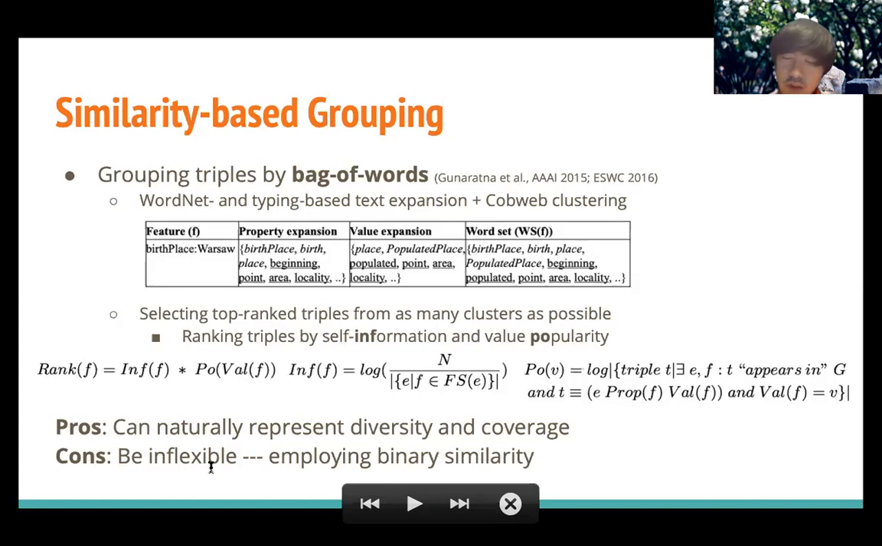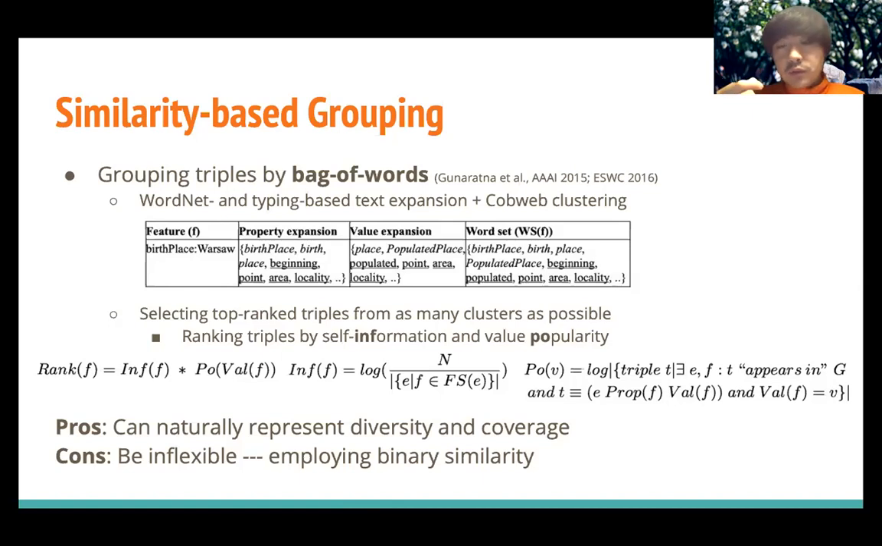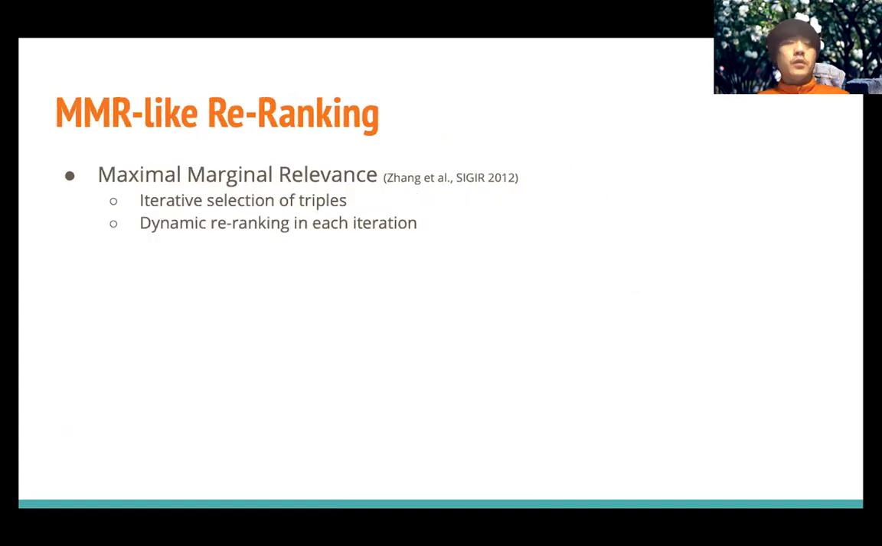So recall that we have a grouping of triples. What is a grouping? A grouping is actually a partition. After we compute the similarity between triples, we partition the triples. So the similarity score is transformed into a binary score. So two triples are either similar, so they will be put in the same group, or they are not similar, so they will be put in different groups. So this binary similarity score is not flexible. As we will see later in the next, we can have some more flexible way of using the similarity score, which is based on MMR.